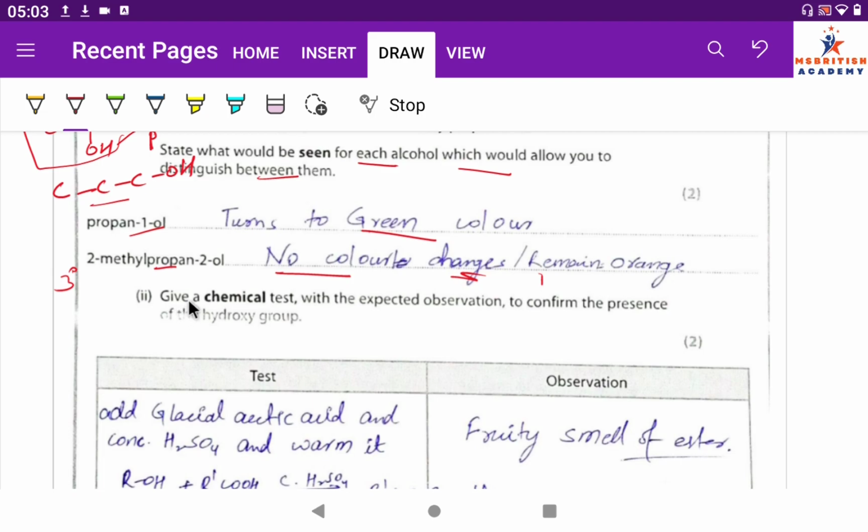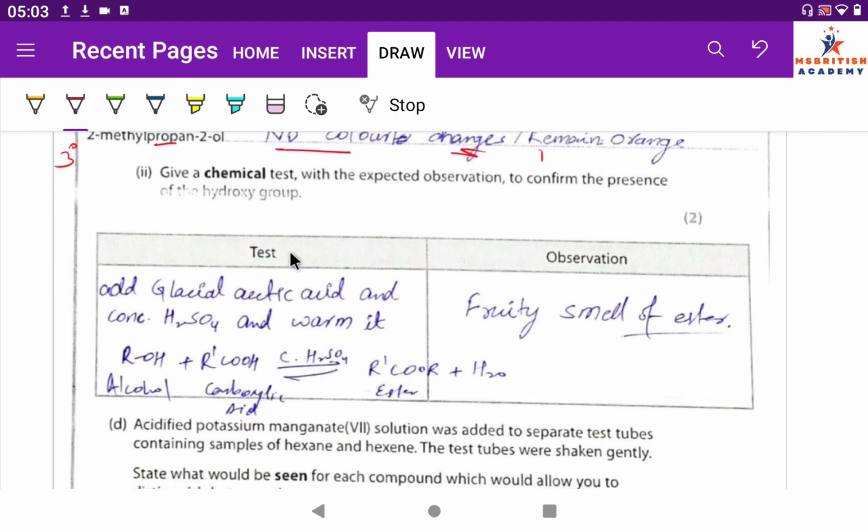Now the second part gives a chemical test with the expected observation to confirm the presence of hydroxy group. So the test is add glacial acetic acid and concentrated H2SO4 and warm it. Okay, means alcohol plus acetic acid in the presence of concentrated H2SO4 and warm it. An ester will be formed. And ester has a fruity smell, so the observation will be a fruity smell of ester.